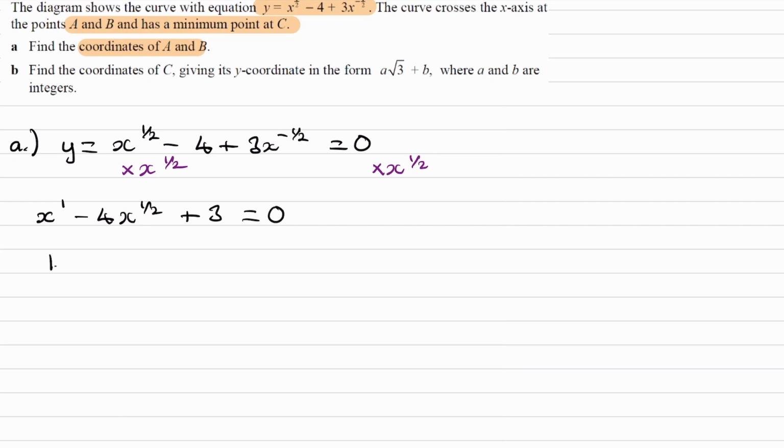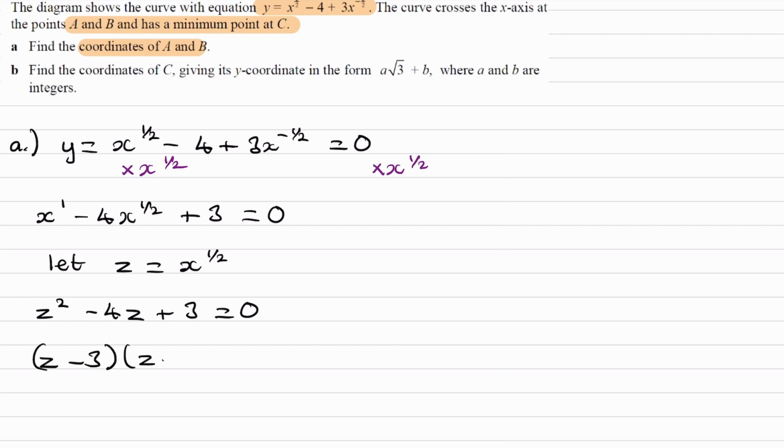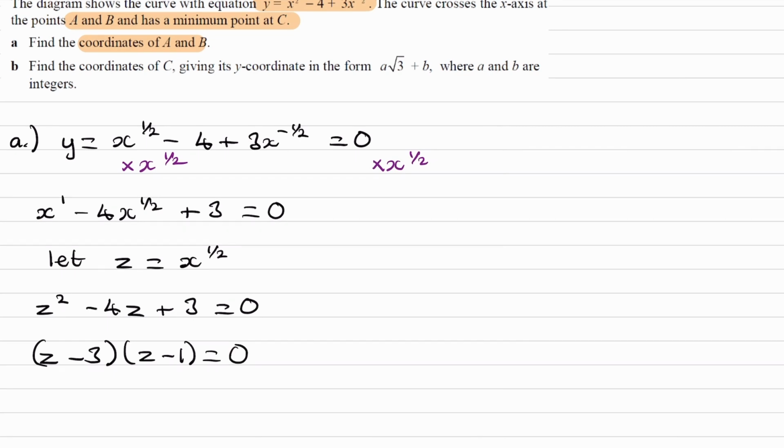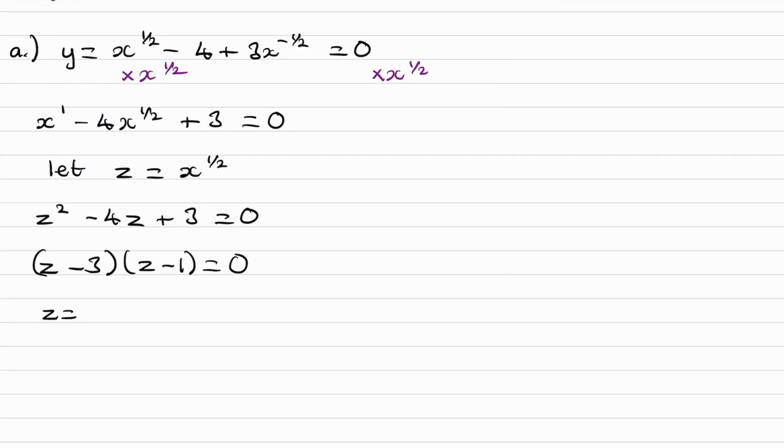And if I were to say, let's say z equal to x to the power of a half, this equation here becomes z squared. If you square this, you times the half by 2, and it becomes x to the power of 1. Minus 4z plus 3 equals 0. We can factorize this quadratic. It becomes z minus 3, z minus 1 is 0, and then we can solve. We'd end up with z is 3 and z is 1.